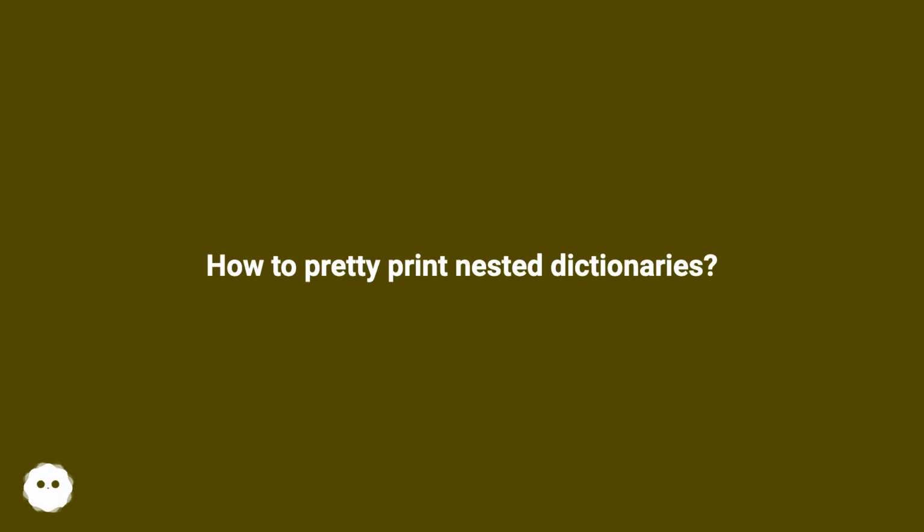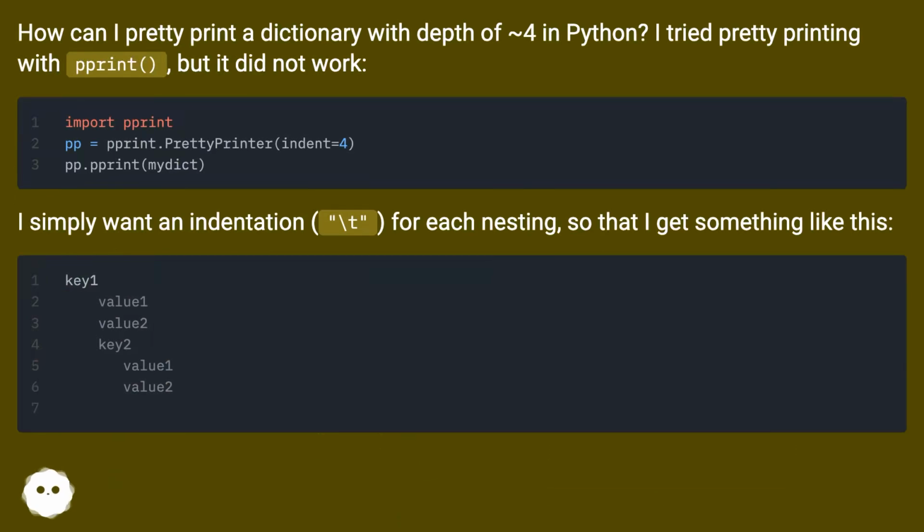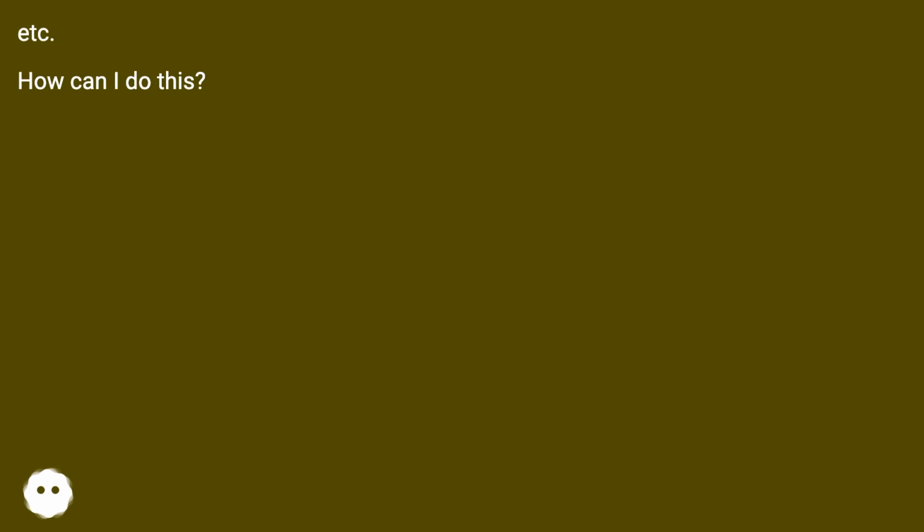How to pretty print nested dictionaries. How can I pretty print a dictionary with depth of ~4 in Python? I tried pretty printing with print, but it did not work. I simply want an indentation, \t, for each nesting, so that I get something like this. Etc. How can I do this?